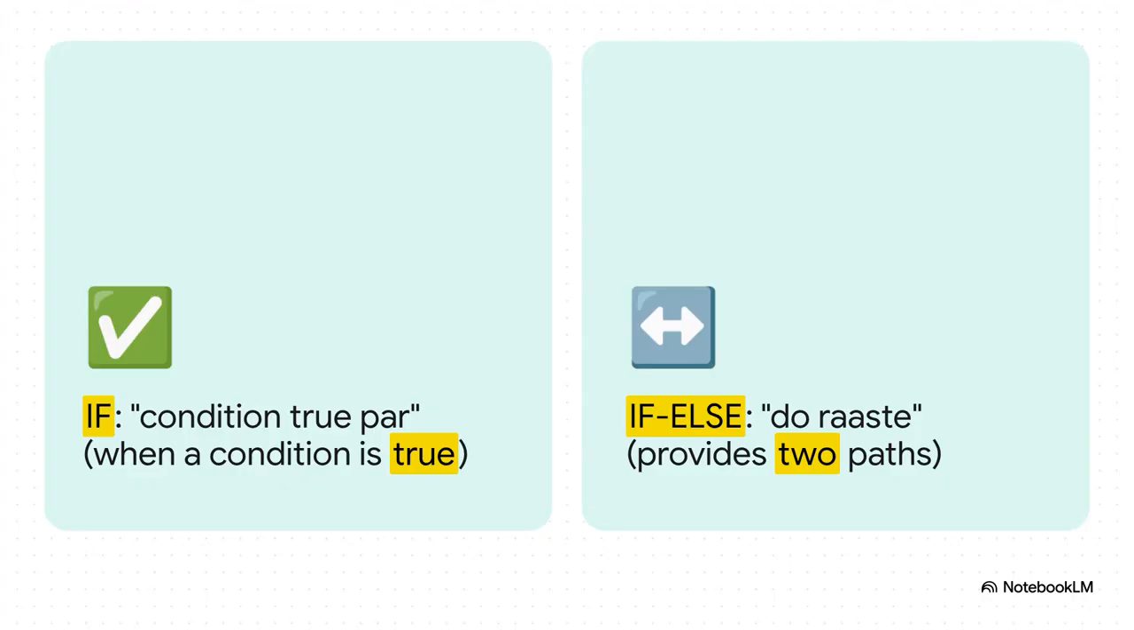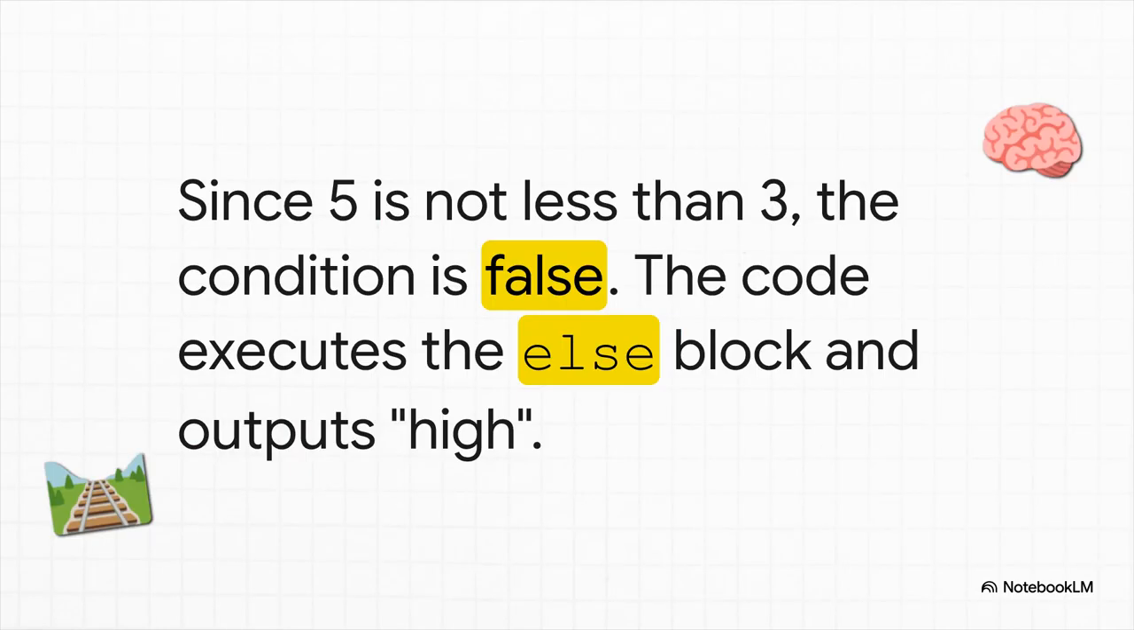So here are the two main ways a program can make a choice. First, you have an if statement. Think of it as a simple check. It'll only run a piece of code if a certain condition is true. But then you have if-else, which is way more flexible. It gives the code two paths to take, one if the condition is true, and a completely different one if it's false. Let's actually see that two paths idea in action.